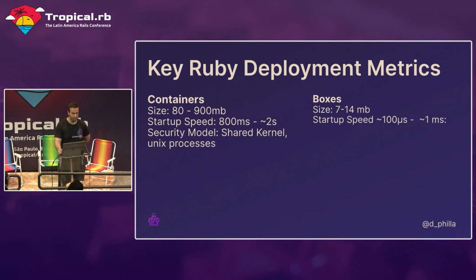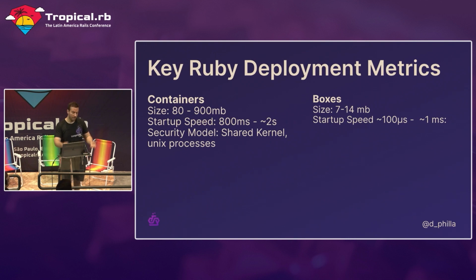Startup speed: 100 microseconds, so like a tenth of a millisecond, and maybe up to a millisecond. Obviously, if you make it gigantic, it'll go up from there. But the startup speed is probably the most attractive thing about Wasm for server-side right now, which is why a lot of companies are using it for serverless functions. Serverless functions and WebAssembly are a much better fit than serverless functions and containers by a lot, right?